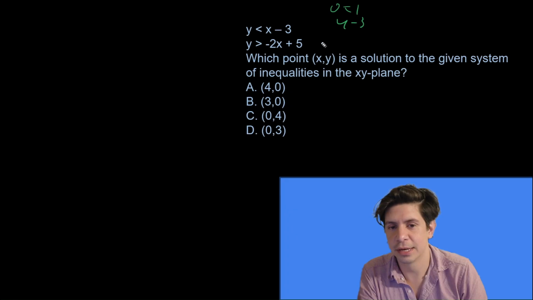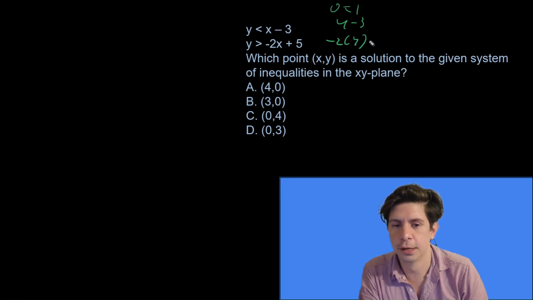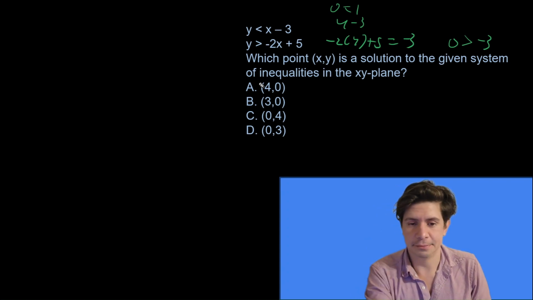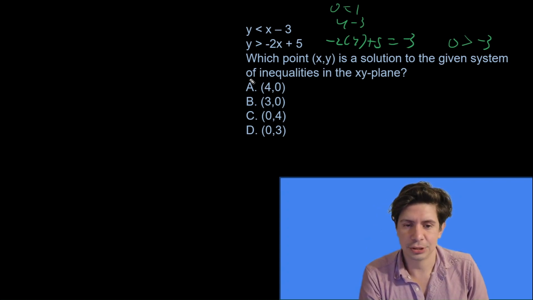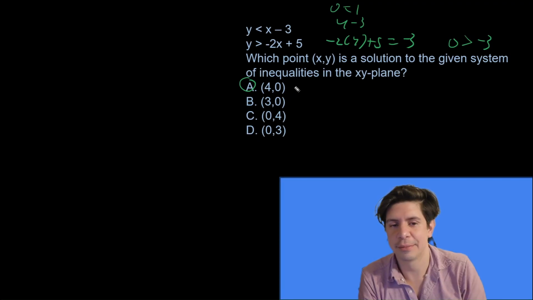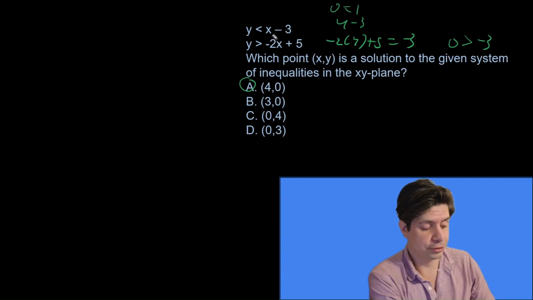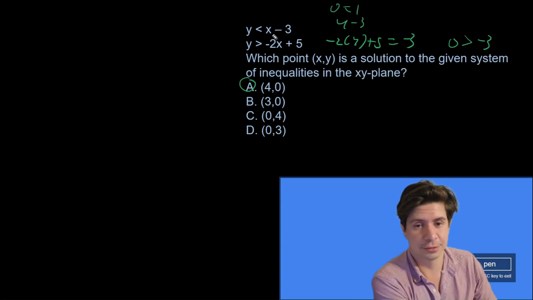0 is greater than negative 3, because it'd be negative 2 times 4 plus 5, which equals negative 3. 0 is greater than negative 3. Yes, that works as well. A works. So it should be A. Let's just check 3, 0, just to see what happens there. There, it automatically doesn't work here because we get 0 is less than 0. That's not true. Now I'm going to show you how to do this on Desmos.